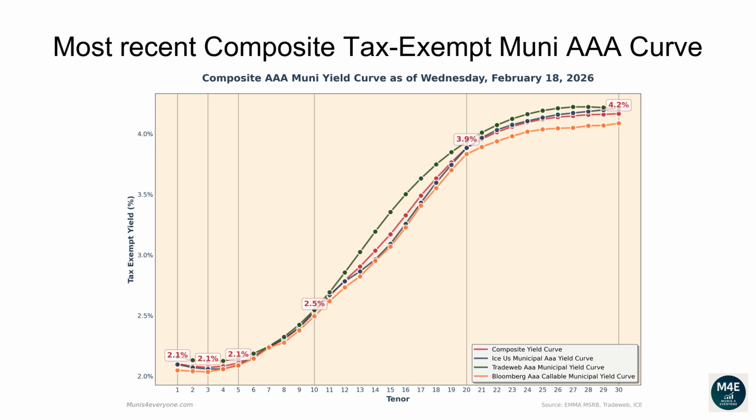The one-year composite tax-exempt yield is 2.1%. The two-year yield is 2.08%. The three-year yield is 2.07%. The 5-year yield is 2.11%. The 10-year yield is 2.53%. The 20-year yield is 3.88%. The 30-year yield is 4.17%.